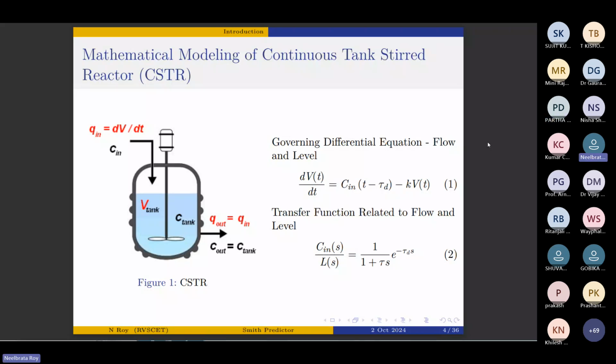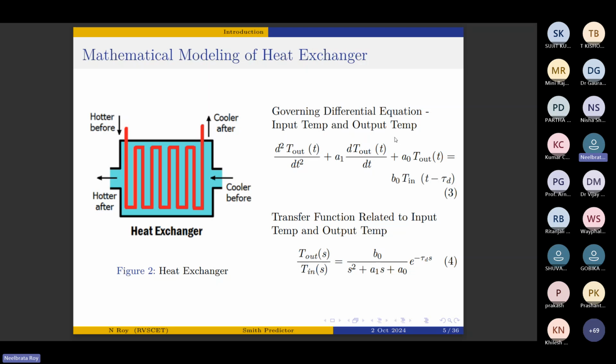Now consider the second model, that is the mathematical model of a heat exchanger. What is a heat exchanger? Heat exchanger is a device that is used to transfer heat between two or more fluids without mixing them. So heat exchanger is basically used in many kinds of process industries like heating, ventilation and air conditioning, that is HVAC systems, power plants and others.